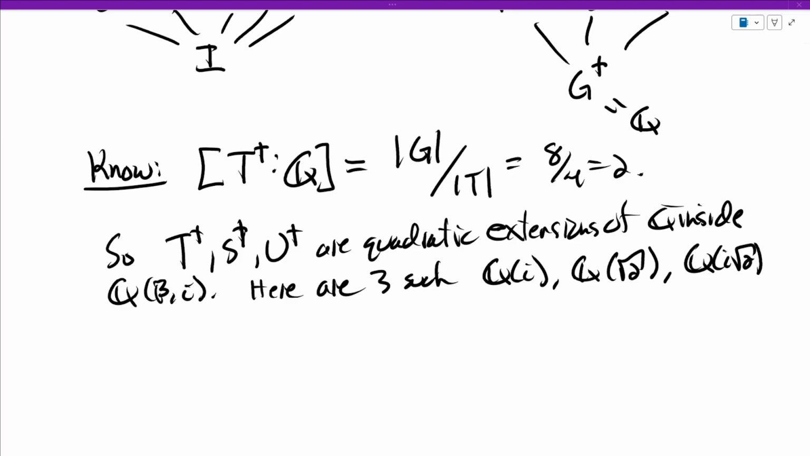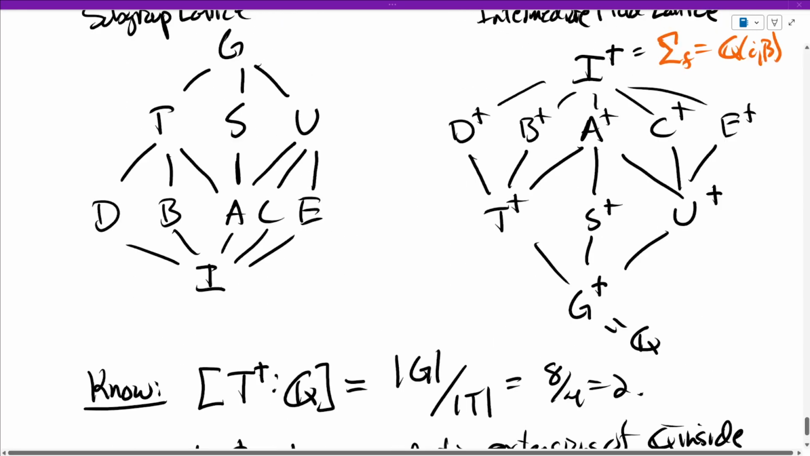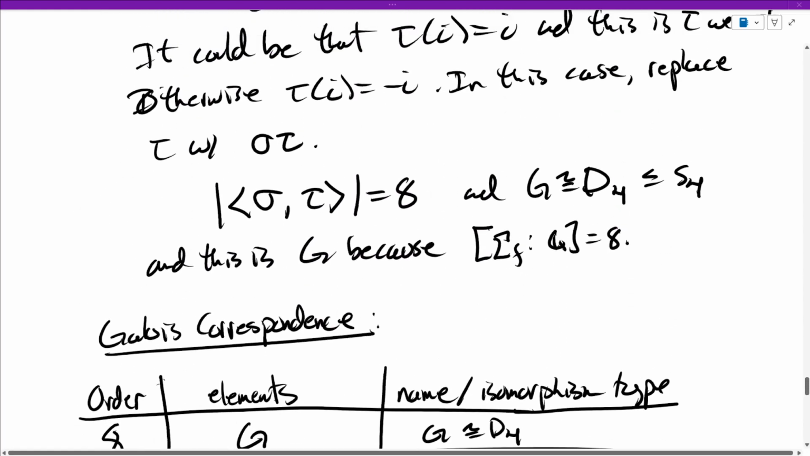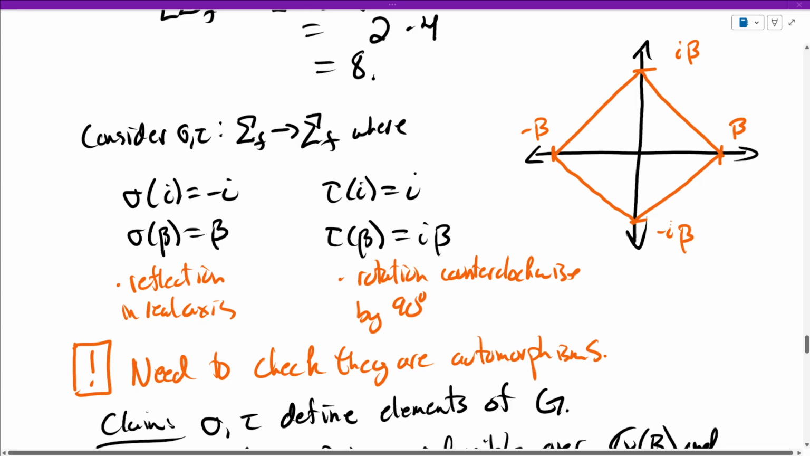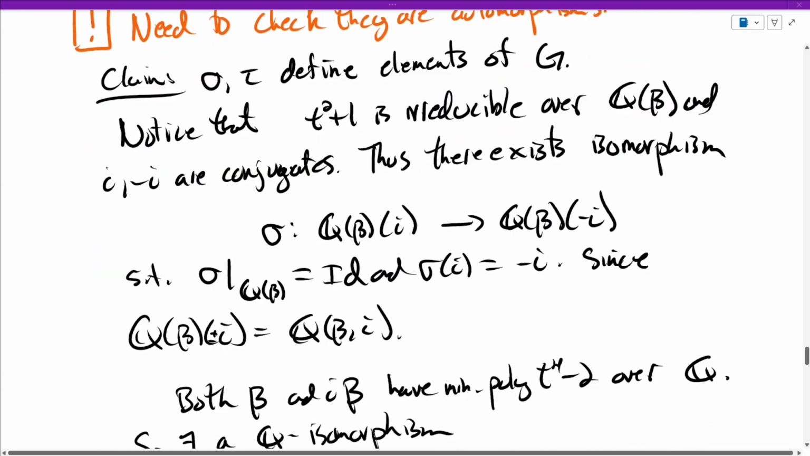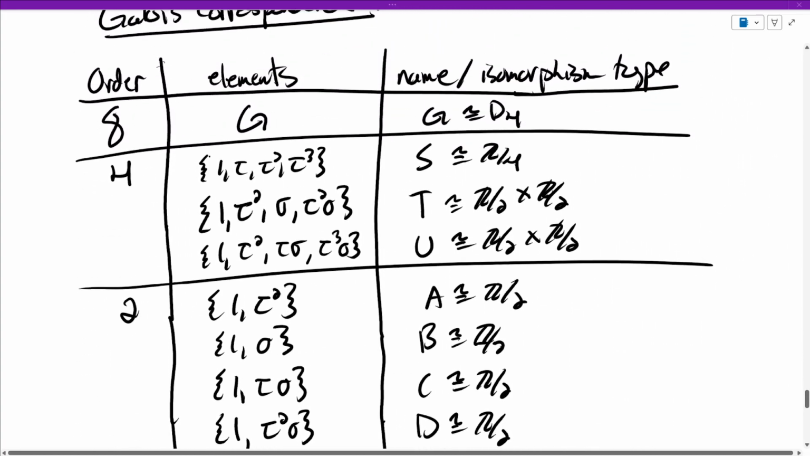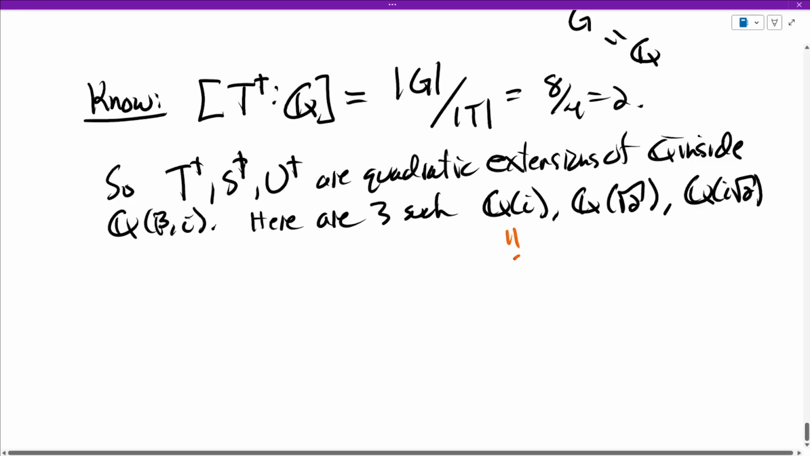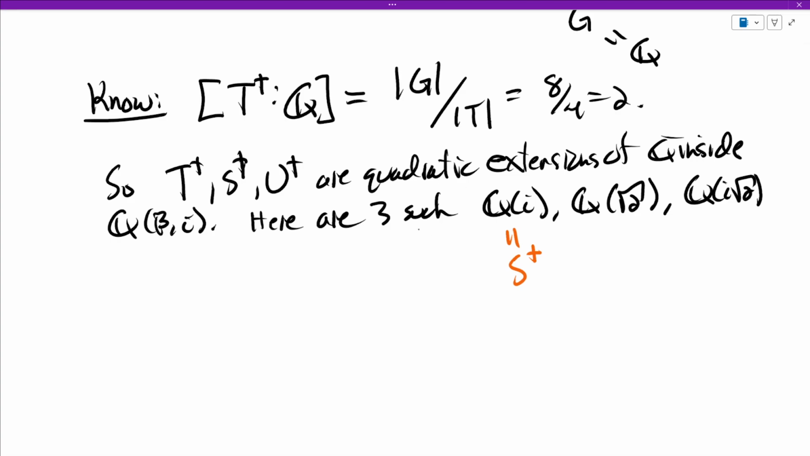Okay. So let's go up and look at our automorphisms. Which of these S through U fix I? Let's go up to what tau and sigma did. Tau fixes I, right? Tau of I is I. So it must be that the subgroup generated by tau also fixes I, because the generator fixes I. So it must be that Q adjoin I, this one is S dagger. I believe that, at least.